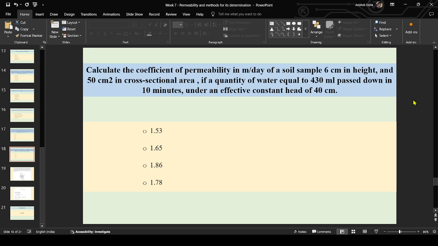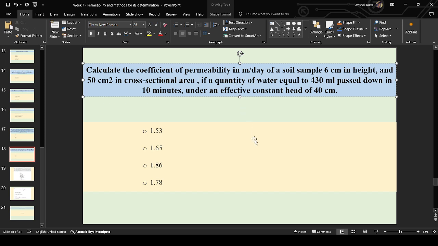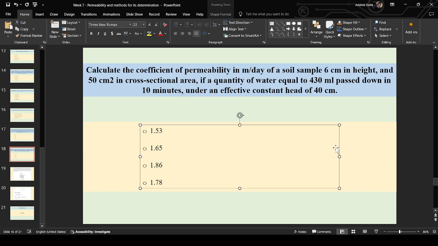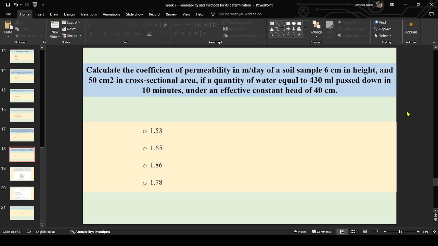Calculate the coefficient of permeability in meter per day of a soil sample 6 centimeter in height and 50 centimeter square in cross sectional area if a quantity of water equal to 430 ml passed down in 10 minutes under an effective constant head of 40 centimeter. So you have understood this is an example of constant head test.